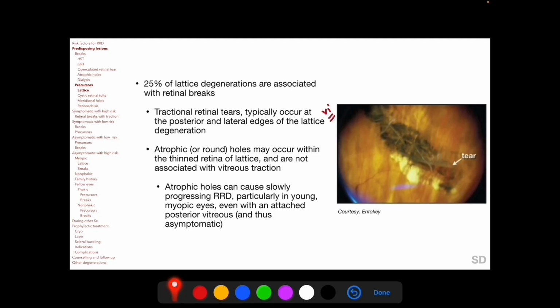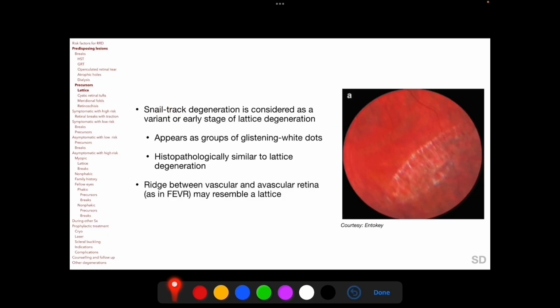And as we have mentioned earlier, round atrophic holes may occur in the thin retina within the lattice degeneration and are not associated with vitreous traction. And as we have discussed earlier, atrophic holes can cause slowly progressing RRD, particularly in young myopic eyes, even with an attached posterior vitreous. Snail track degeneration, as seen here in this clinical photograph, is considered a variant or early stage of lattice degeneration and appears as groups of glistening white dots. Histopathologically, snail track degeneration is similar to lattice degeneration.